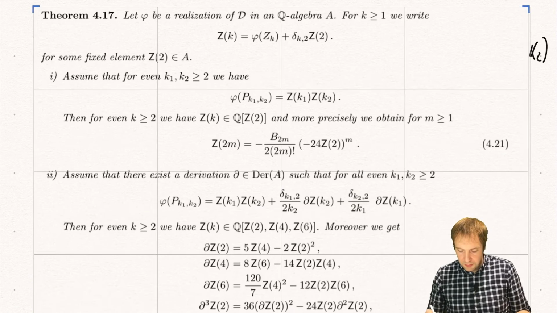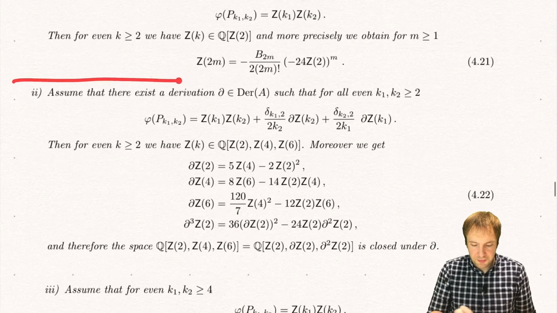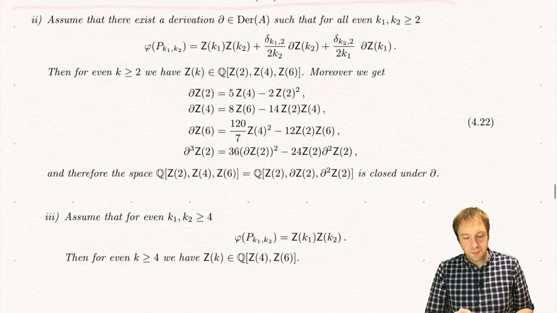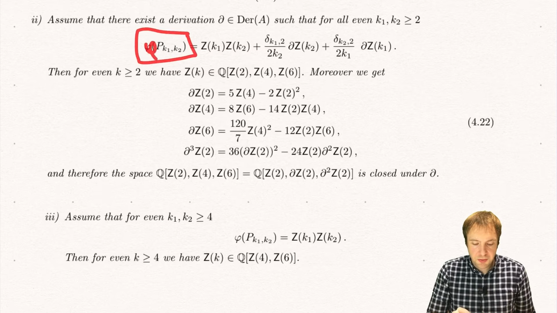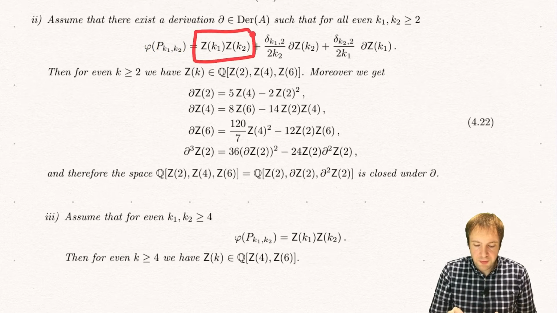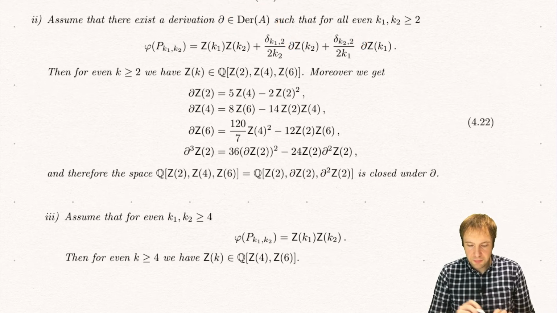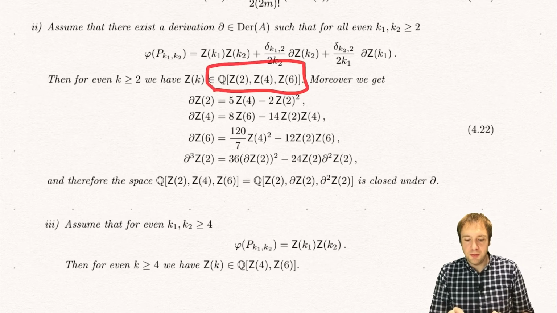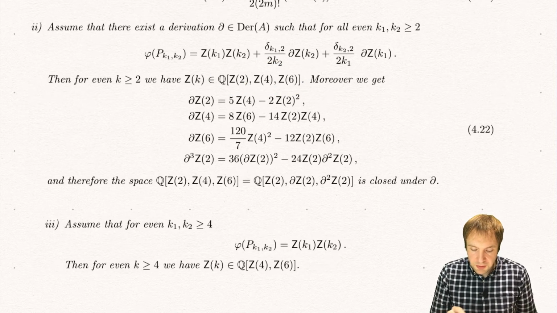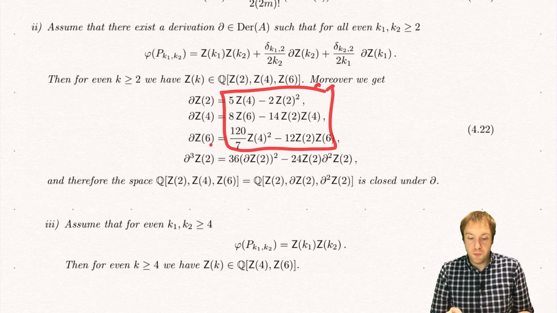And now the second statement is a little bit longer. Now assume that we have a derivation on A, this partial here, such that the image of P of this realization is not exactly given by the product of these z's, but we have some correction term including this derivation on this algebra A. Then the statement is that for even k, this z_k is always a polynomial in z_2, z_4, and z_6, and moreover, this derivation on z_2, z_4, and z_6 can be written down explicitly as a polynomial in z_2, z_4, and z_6 again.